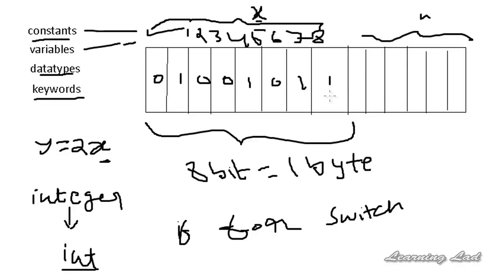Once again, a constant is an entity which doesn't change. We have integer, floating point, character, and string constants. A variable is a name given to a memory location in order to access it easily. Data type indicates what type of data is stored in a variable, and keywords are the words whose meaning is already defined to the compiler, and we can't use them as variable names. So this is some information on the constants, variables, data types, and keywords.